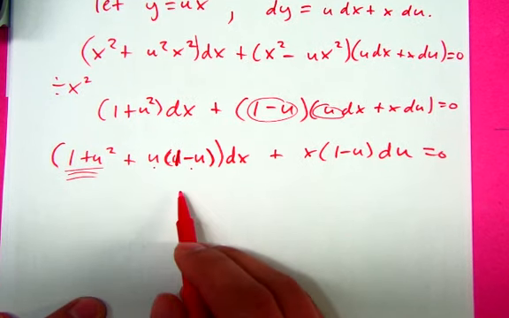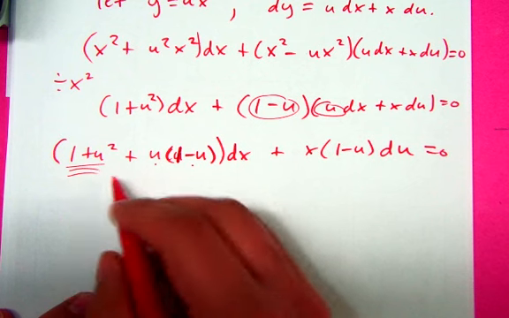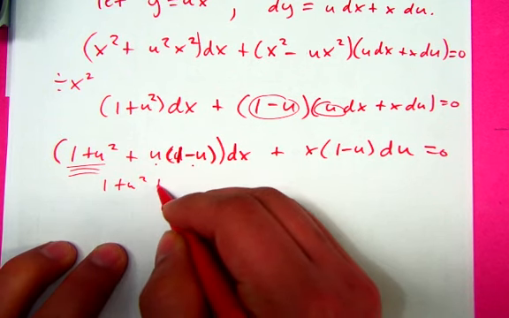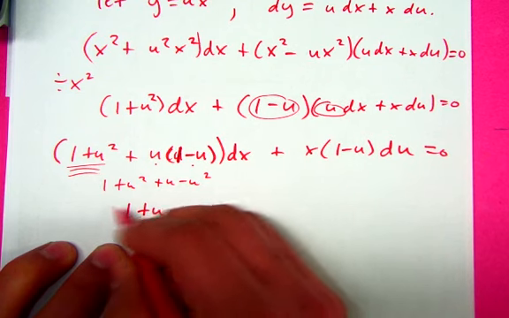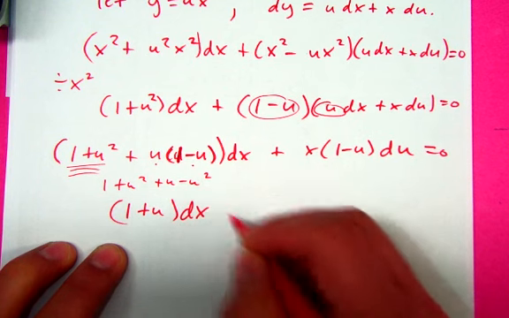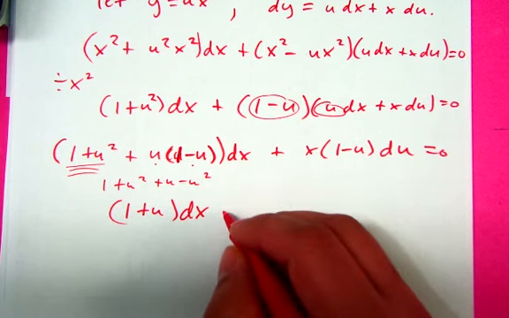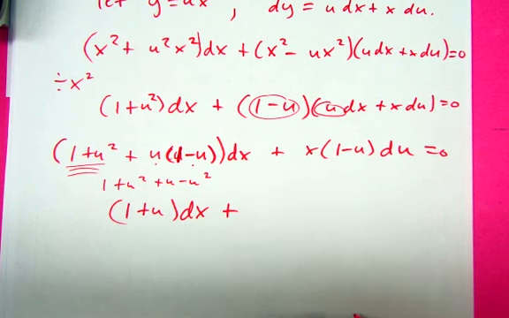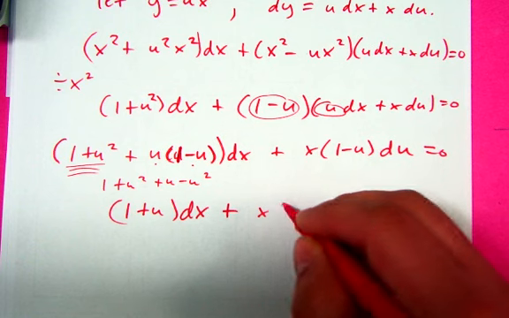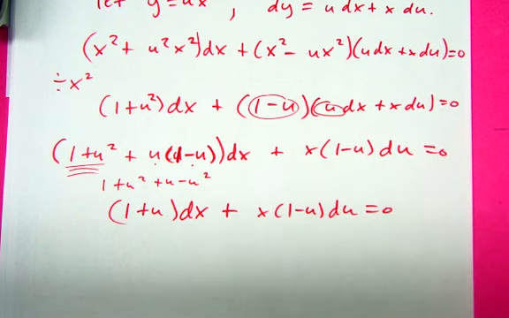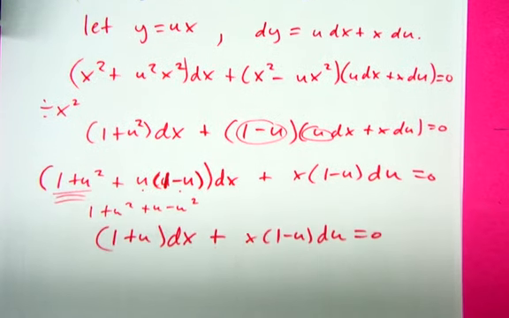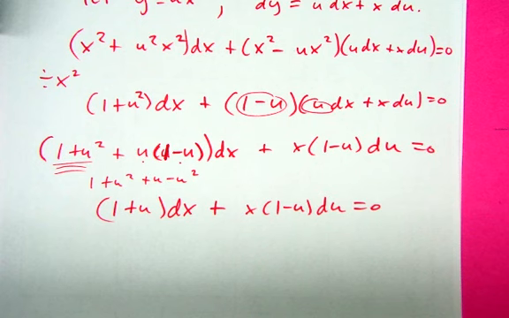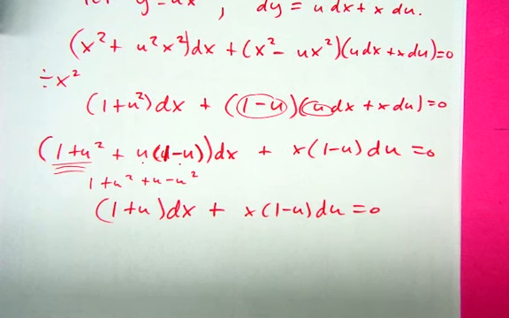Let's simplify the coefficients as much as we can now. This will become 1 plus u squared plus u minus u squared, so 1 plus u. What'd you say, Carl? No, I can't count. Were you saying 2? Yeah. Okay, so we've taken this homogeneous equation, we've done our substitution, we've divided by x squared, we've combined the dx terms and the du terms. Now what?